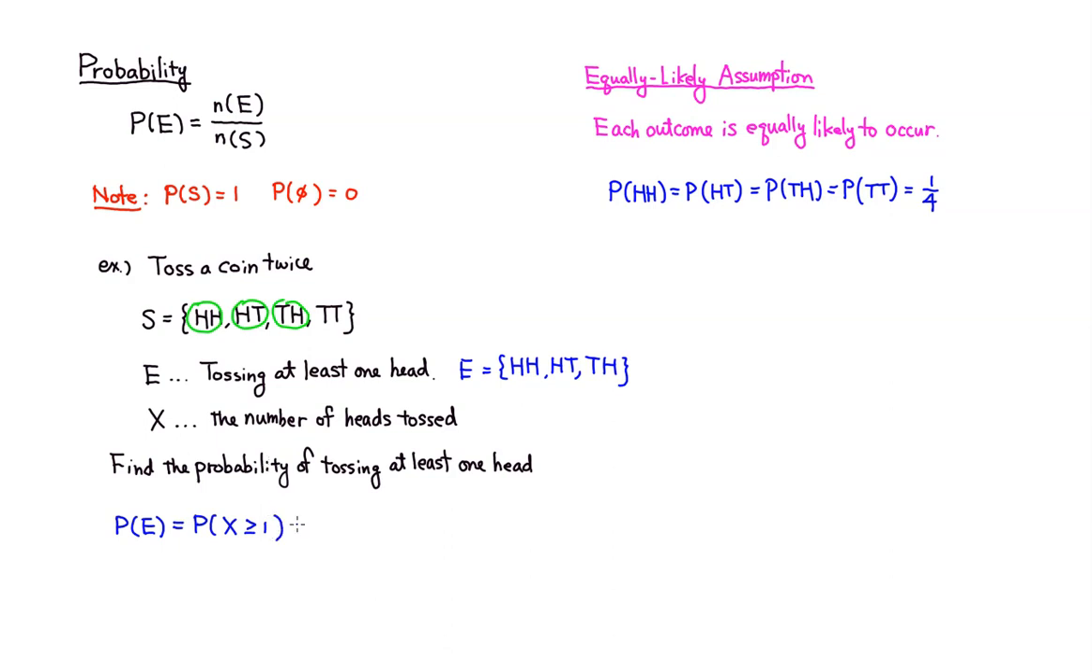But this is pretty easy to find, because it's defined to be the number of outcomes in the event E over the number of outcomes in the sample space S. You have 1, 2, 3 outcomes in the event E, and the sample space has 4 outcomes. So the probability of tossing at least one head is 3/4. That's how you find the probability. That's it. I hope that this was clear.